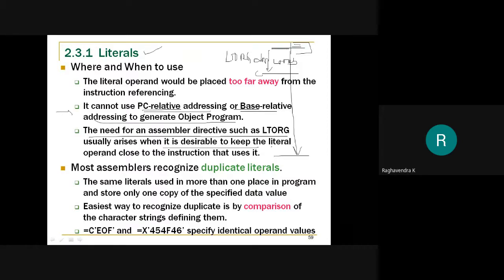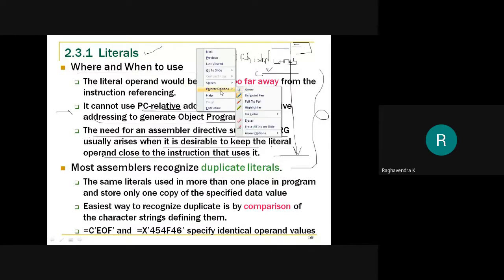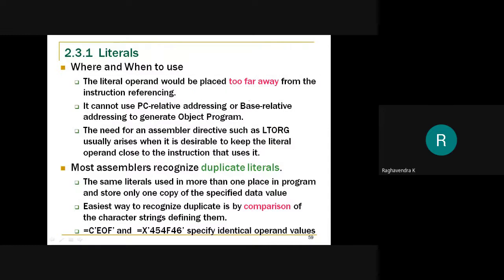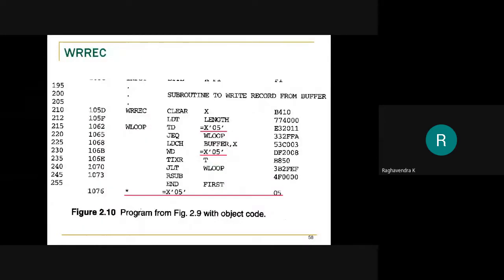The third one is the need for an assembler directive such as LTORG, which usually arises when it is desirable to keep the literal operand closer to the instruction that uses it. Of course, all three things I've already discussed. So these are the times when you are supposed to use the concept of literal. Now, one thing is that the constants that are generated as literals don't have a name. See here, they don't have a name.